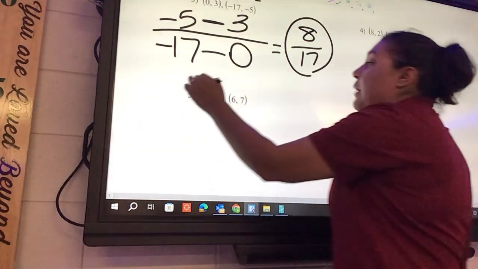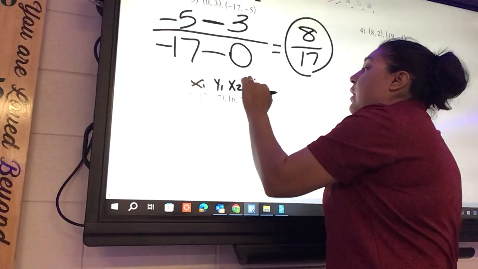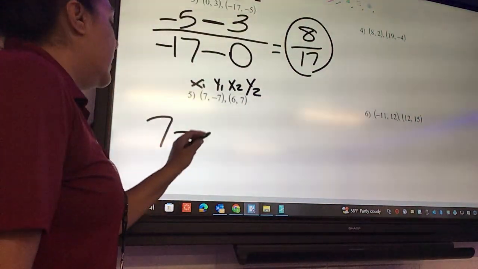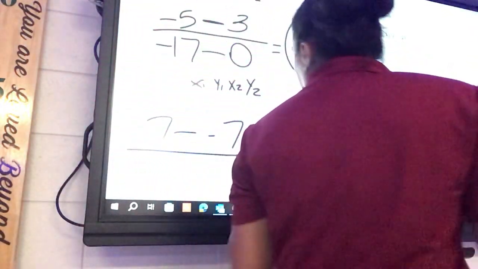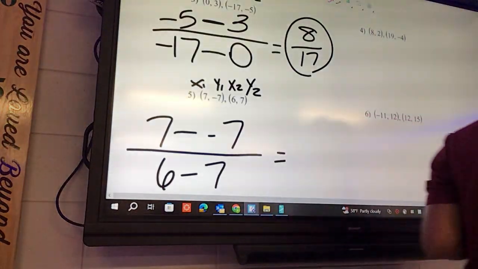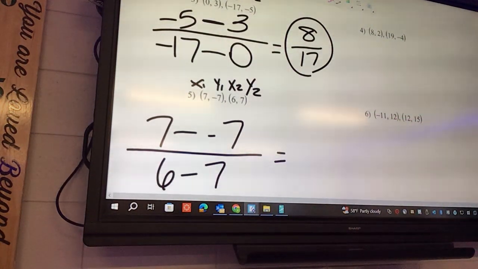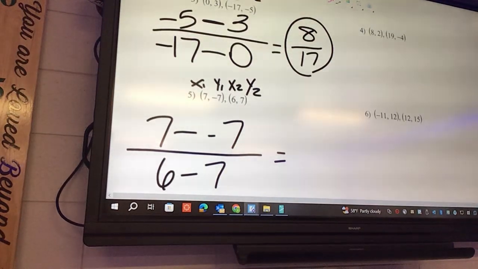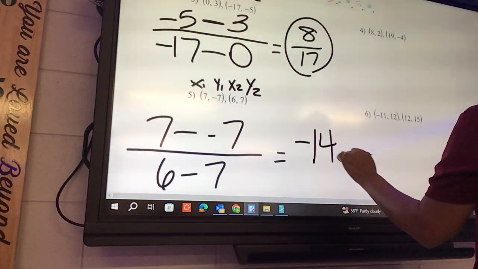Number 5, we're gonna label X1, Y1, X2, Y2. It's gonna look like 7 minus negative 7, so we're gonna have 2 negatives. And then it's gonna look like 6 minus 7. What is that? Negative 14. Negative 14? Yeah.